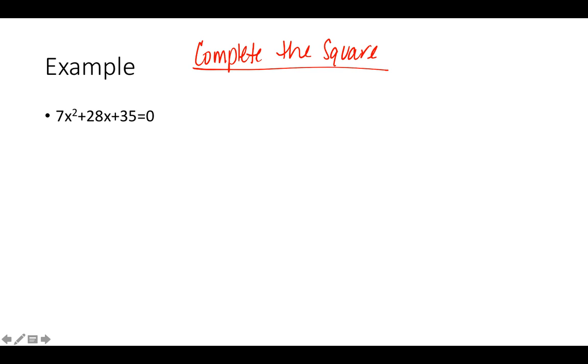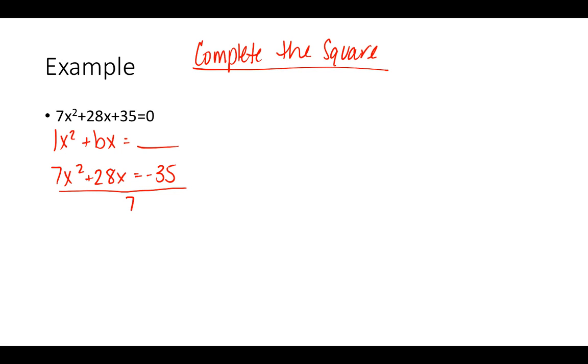Okay, so when I go to complete the square, I need to write things as a 1x squared plus bx equals everything else. So here, I need to move that 35 over. So it's a negative 35. I need to divide everything here by 7. So it'll be an x squared plus 4x equals negative 5.